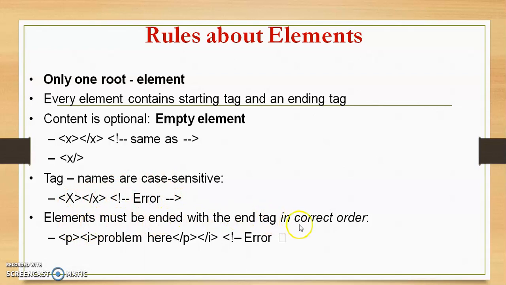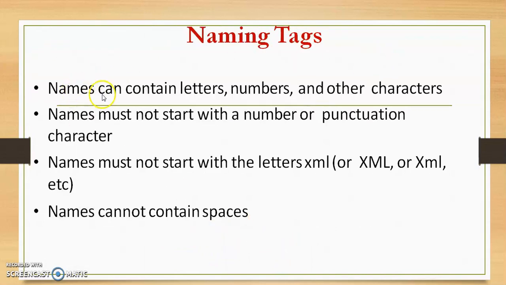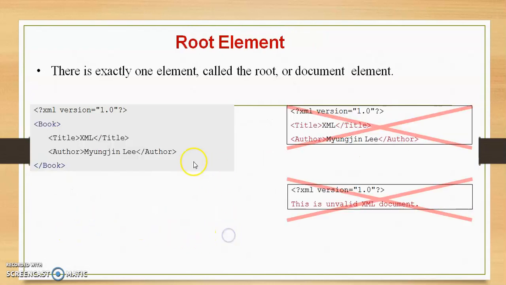The element must be ended with the end tag in the correct order. For example, P tag followed by I tag, then the content. Then it should close the I tag, then the P tag should be closed. Otherwise an error occurs. Naming tags: the names can contain letters, numbers and other characters. The name must not start with a number or punctuation character. The names must not start with the letters XML. Names cannot contain spaces. So here is an example.